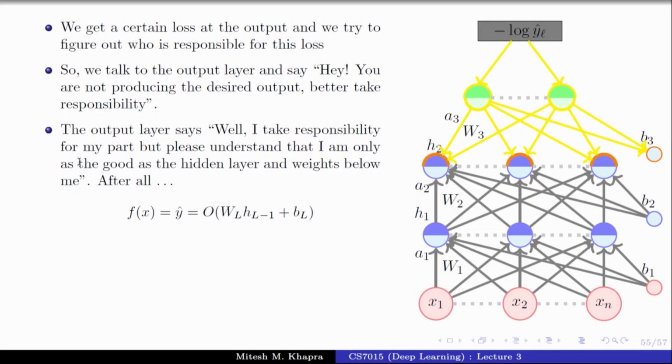Now the previous layer will again say that I take responsibility for my part, but I'm only as good as the hidden layer and the weights before me, right? So it will say go and talk to the hidden layer before me and the weights before me. Now of these two guys, the hidden layer and the weights, which one has the responsibility? The weights. Because what is the hidden layer going to tell you again? I depend on the previous hidden layer and the weights. And this will happen all the way back to the input, right?